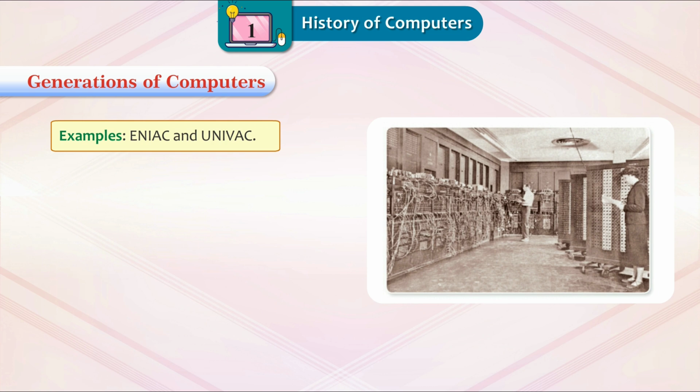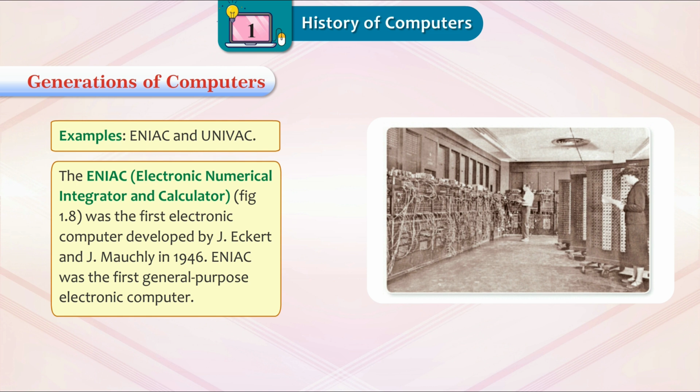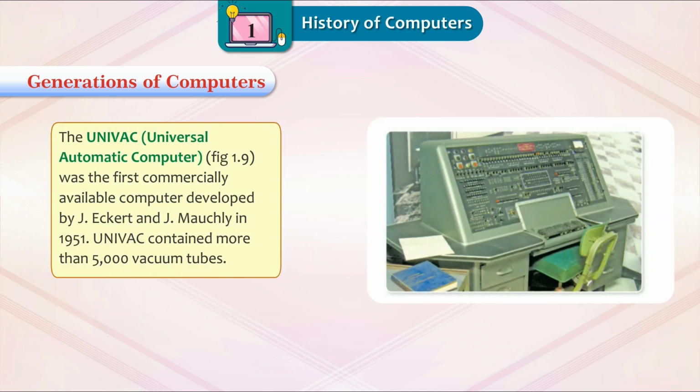Examples: ENIAC and UNIVAC. The ENIAC, or Electronic Numerical Integrator and Calculator, refer to figure 1.8, was the first electronic computer developed by J. Eckert and J. Mauchly in 1946. ENIAC was the first general-purpose electronic computer. The UNIVAC, or Universal Automatic Computer, refer to figure 1.9, was the first commercially available computer developed by J. Eckert and J. Mauchly in 1951.